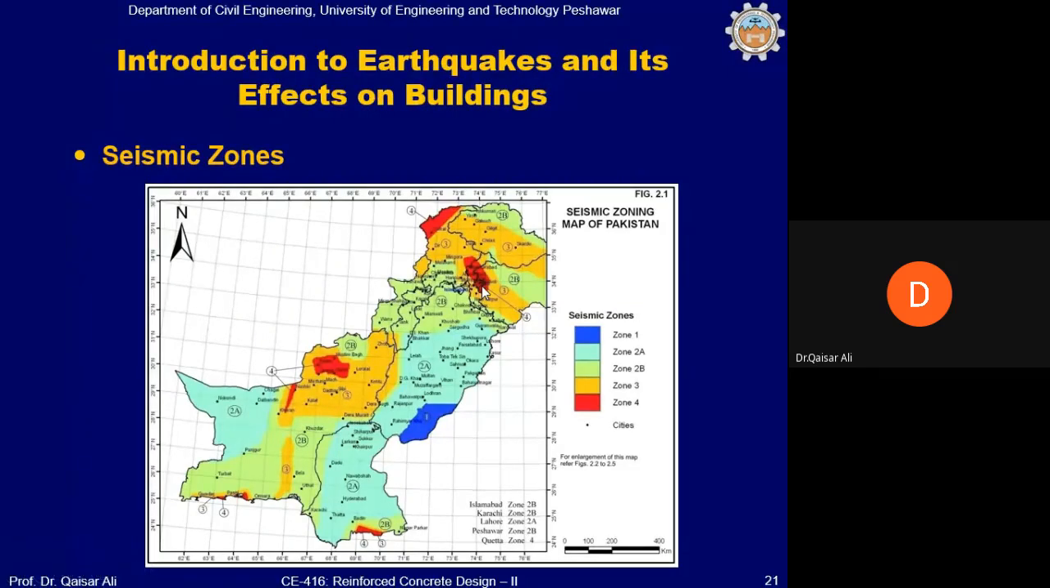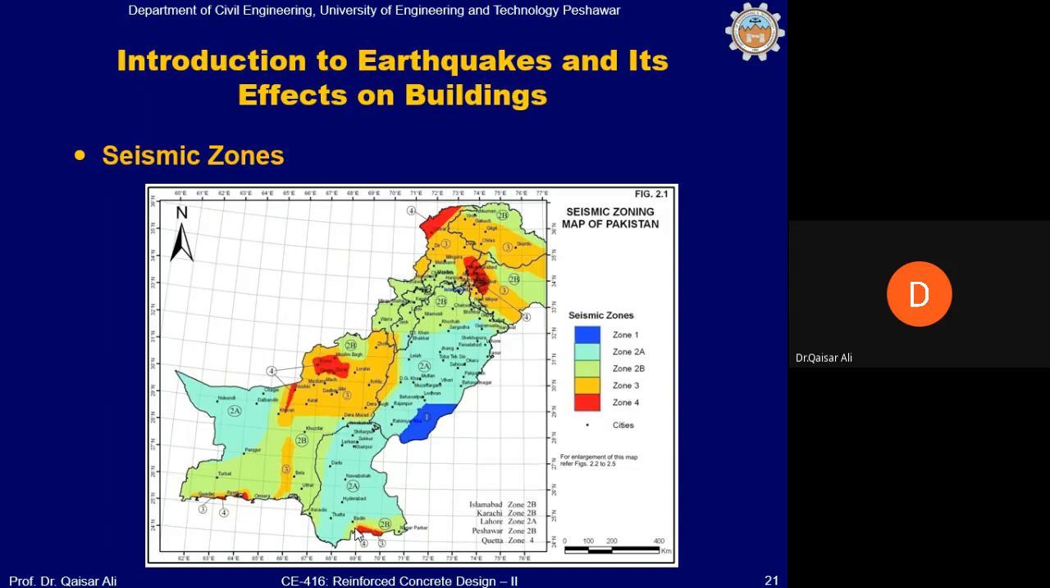Similarly, most of the Balochistan region is located in zone 3, zone 2B, or some parts also in zone 4. Parts of Sindh mostly are in zone 2B, with some parts in zone 2A, and Karachi in a subduction zone. So parts of this also are in zone 4.